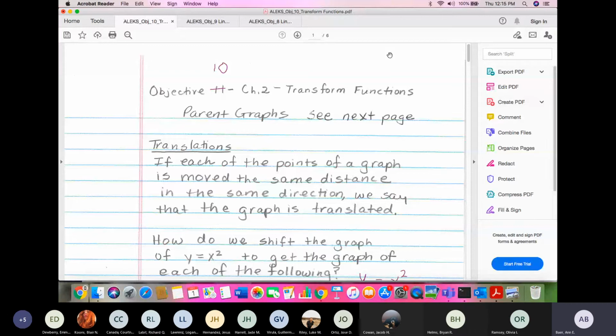We want to talk about Objective 10 on transforming functions. Let's first talk about the parent graphs. What are the basic graphs in college algebra that we expect all students to know? So if they saw f of x equals 1 over x squared, well, what would that look like? So let's take a look at those, but let's go into ALEKS to do that.